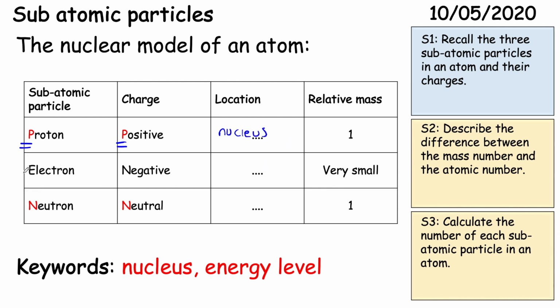Electrons. Now you'll notice that I haven't highlighted any particular letter in electron, and that's because they don't start with the same letter. So there's another helpful way of remembering them. Electron has two E's, so does negative. So electrons are negative. And they are very small. Their mass is what we call negligible. They don't really contribute to the overall mass of the atom. Now where are they found? They are found in energy levels or shells.